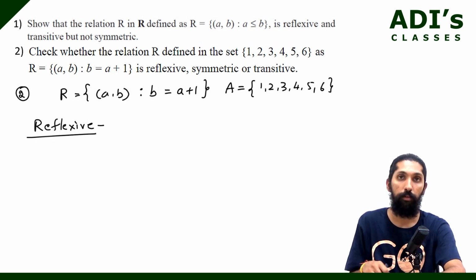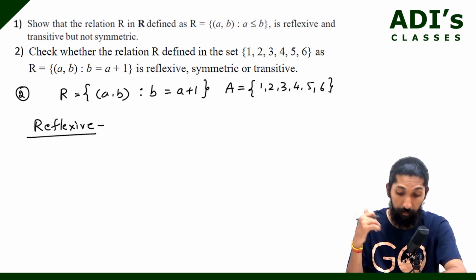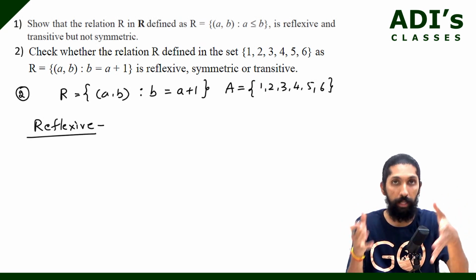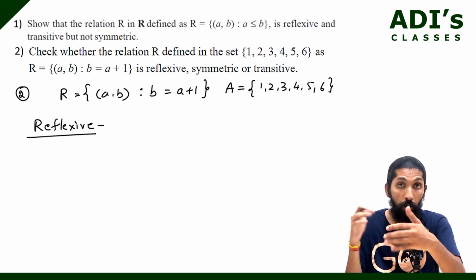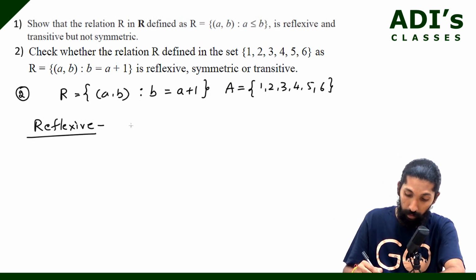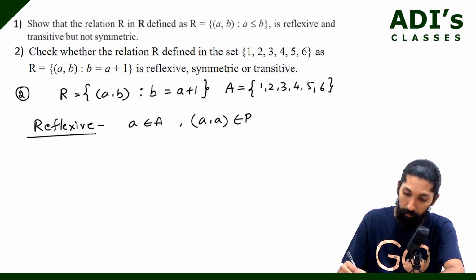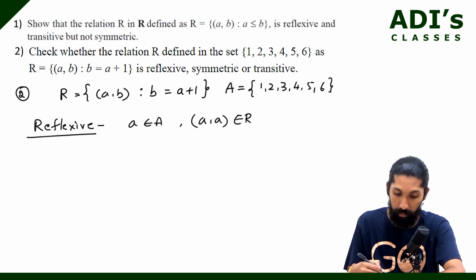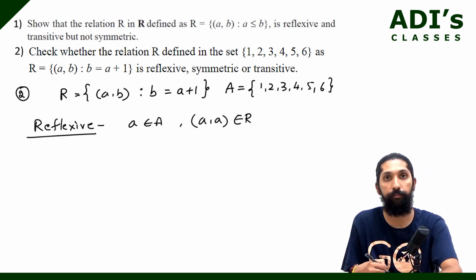Reflexive. Now for a reflexive relation, (a, a) should belong to R for all a belonging to A, right? So we have (a, a). So for all a belonging to A, (a, a) should belong to R, correct? This is what we mean by being reflexive.